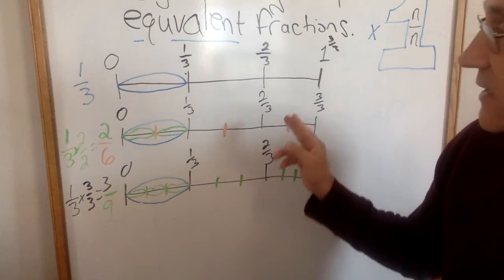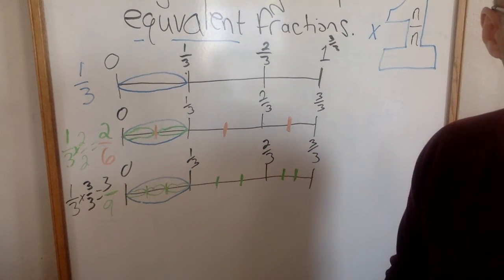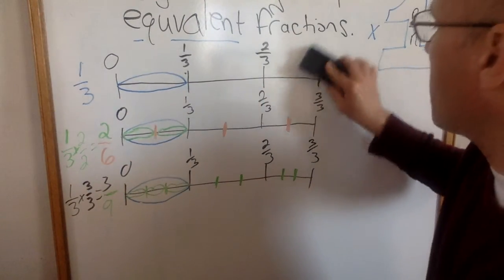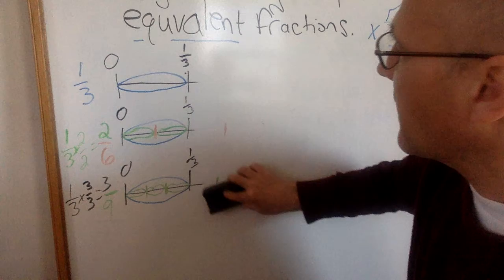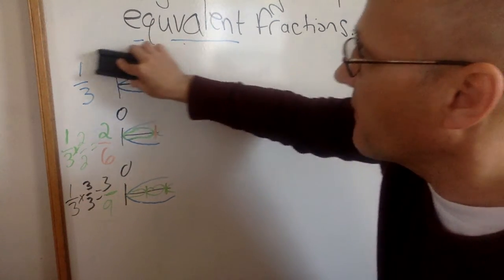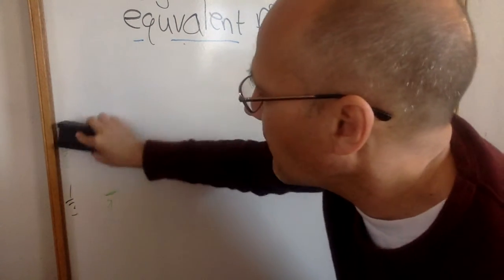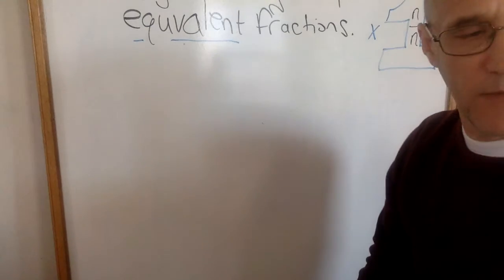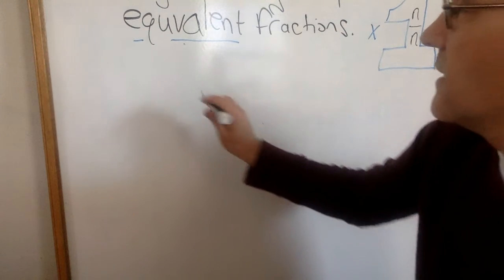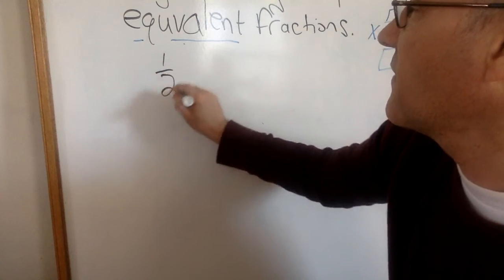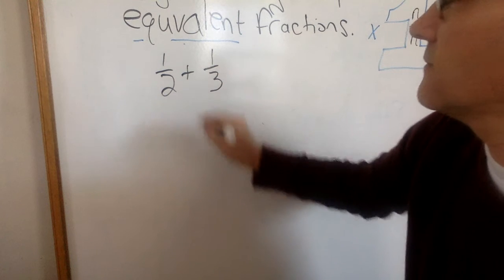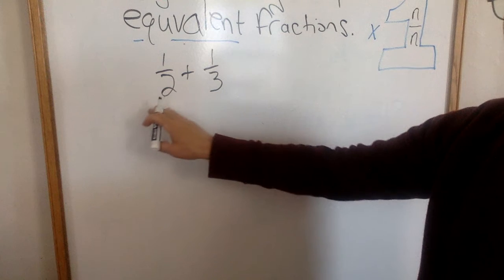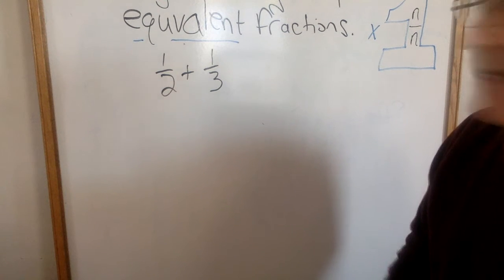Okay, so that's using a number line to represent a fraction. Now, there is another way to make equivalent fractions. Well, actually, first of all, let me tell you, why would I do that? Why do I need to be able to make equivalent fractions? Well, here's why. Let's say I have 1/2 plus 1/3. Before I can add these pieces, the pieces are going to need to be the same size.